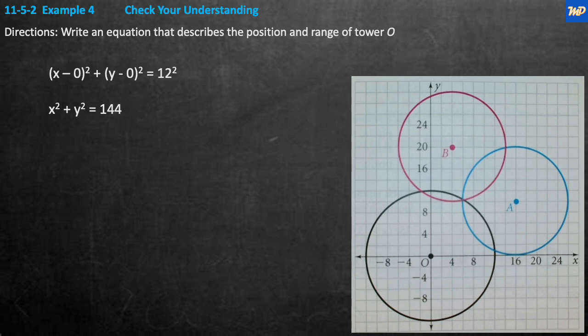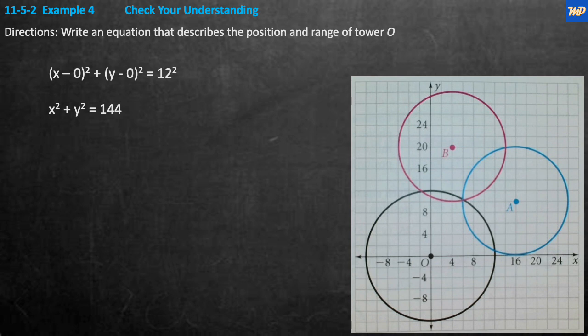Okay, so now here's the solution. It says write the equation that describes the position and range of tower O. Well, where is tower O? It looks like tower O is centered right at the origin of the graph paper, right? At (0, 0). Given that, we know the radius struck off from 0 to the circle is, these are 2 per, so it's 12, right? 4, 8, 12. So that's what the radius is on the circle.